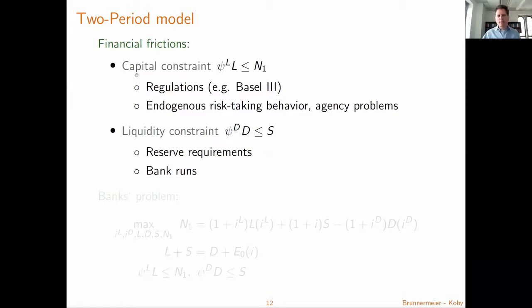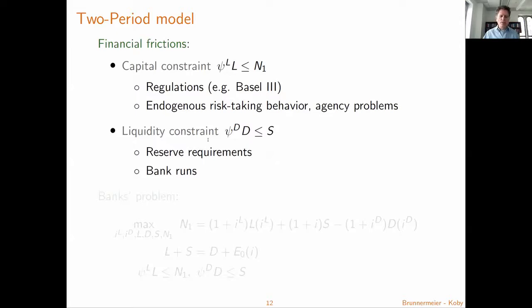The first one is the capital constraint. That's like a Basel capital requirement. You have certain loans you're granting, then you have a risk weight on these loans, and the net worth has to be larger than the loans times the risk weight. This could also be an agency problem, endogenous risk-taking behavior. Here we just take it as given. It could be due to regulatory reasons or to some agency problems.